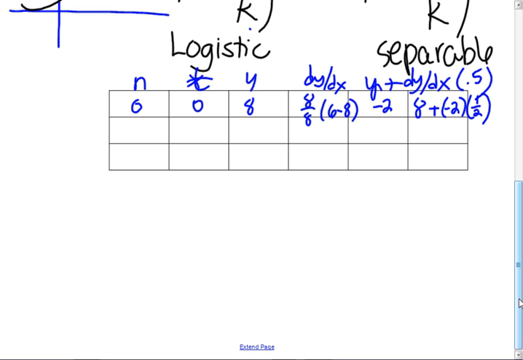Okay, did I do it right? I'm starting at 8. The slope was negative 2, and step size was a half. Be careful that you go the right direction. This is going to the right. So that's 8 minus 1, which is 7. So the new y value is 7. What's t at that point? 0.5 or a half. It's supposed to be a t. Could be an x. But in this case, the equation was in t's.